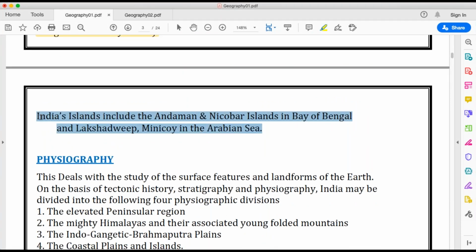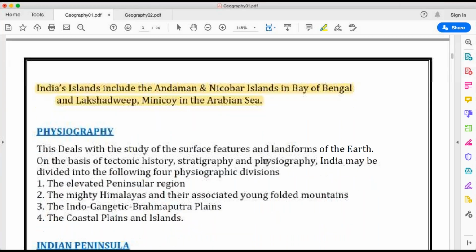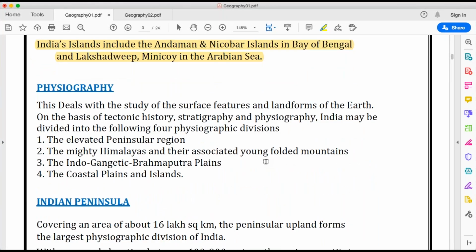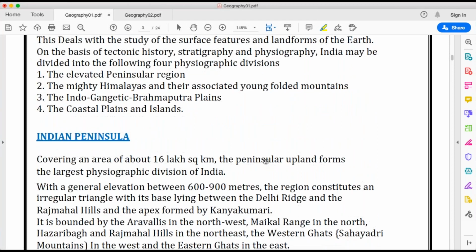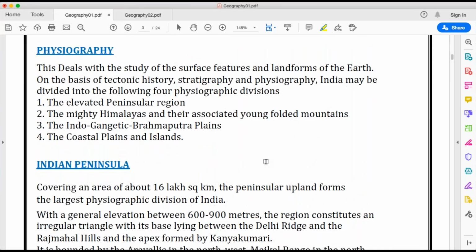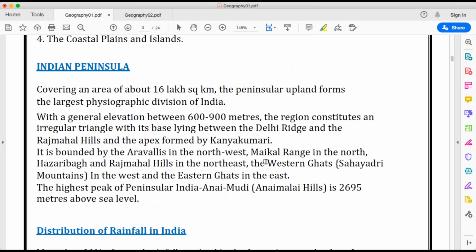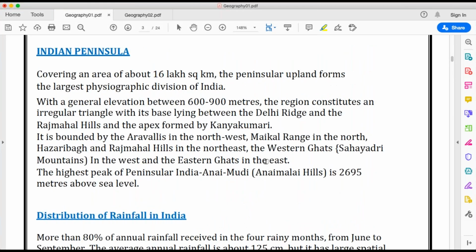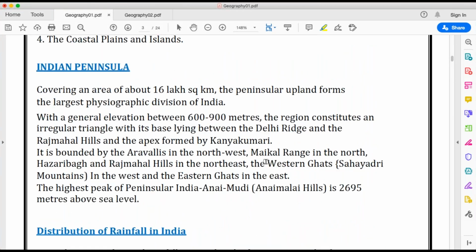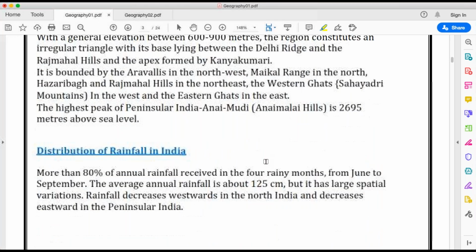You need to remember this sentence specifically where I am talking about the islands. This is what you need to remember. Physiography, you can skip. You can skip the physiography part. The Indian Peninsula part, again, you can skip.